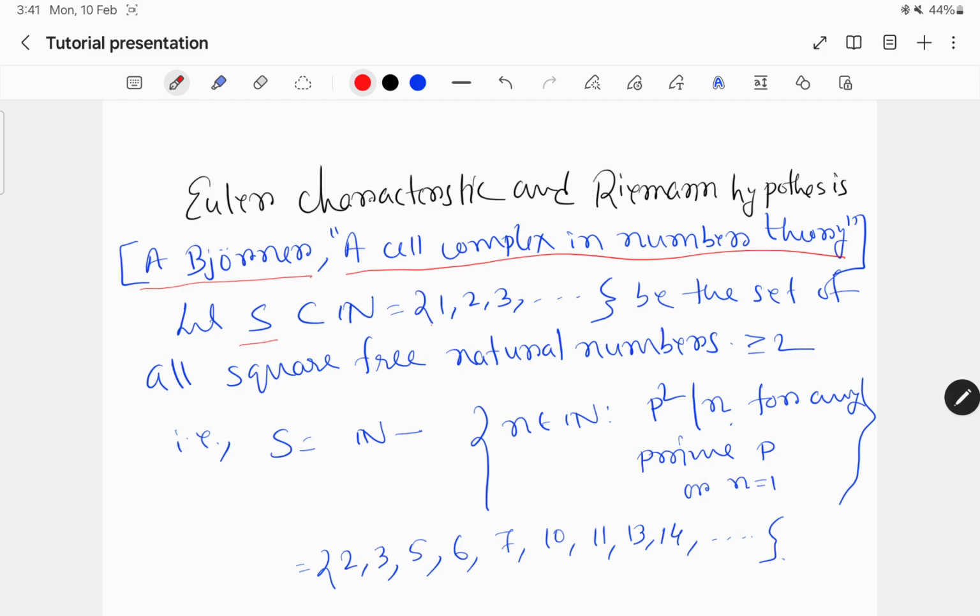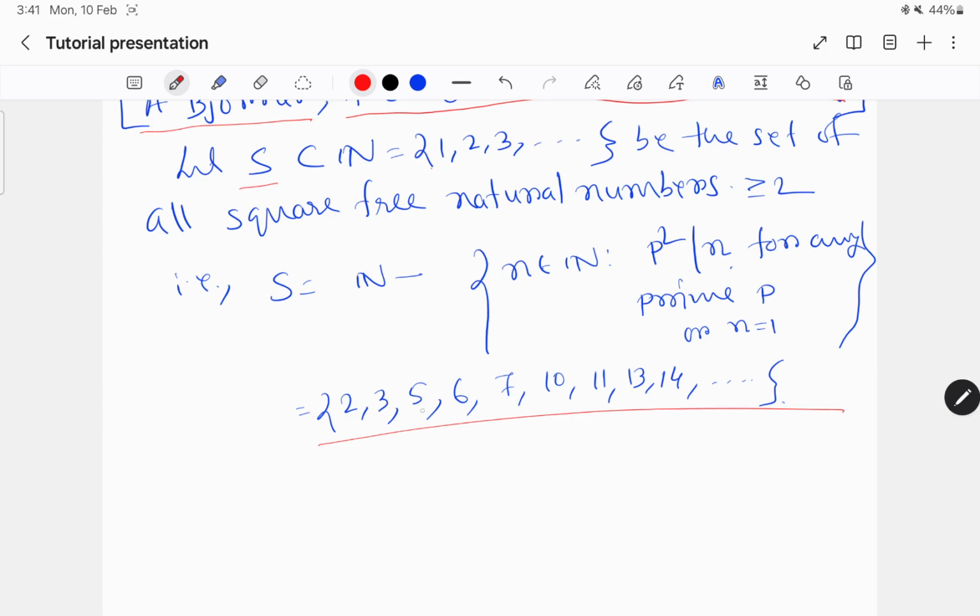So first we construct a set called capital S, the set of all square-free natural numbers greater than or equal to 2. That is, all those natural numbers greater than or equal to 2 which are not divisible by any prime square. And the set will be like 2, 3, 5, 6, 7, 11, 15 will also be there, but you can see 16 will not be here because it is 2 to the power 4, and so 2 squared divides 16, so 16 will not be in capital S.